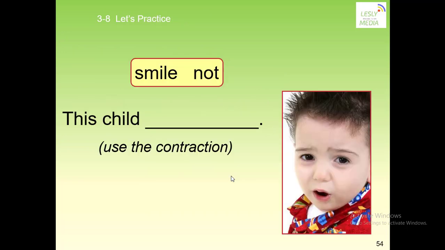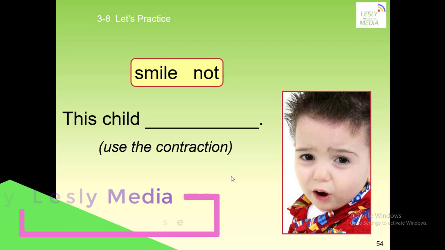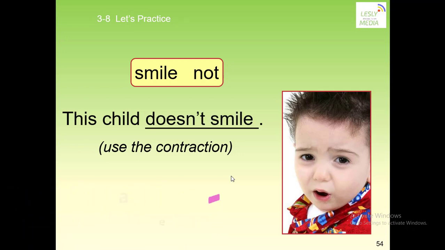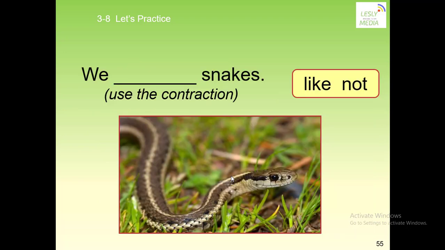Okay, how about this one? Let us practice. This child, blah blah blah. Okay, just use the contraction. This child doesn't smile. Okay, that's it. Are you ready for the next question? Okay, this one. We blah blah blah snakes. Please answer it. Okay, that's true. We don't like snakes.